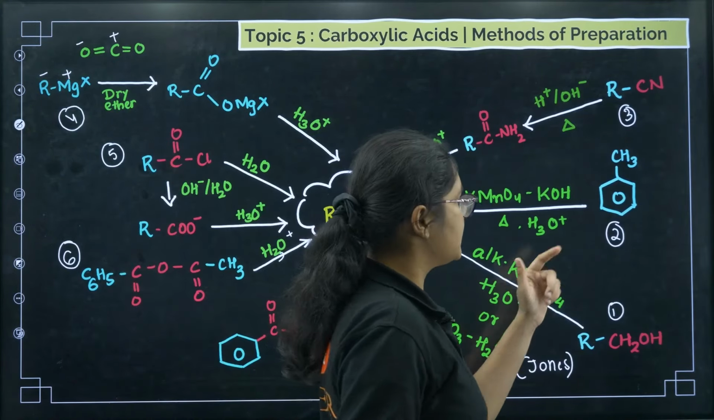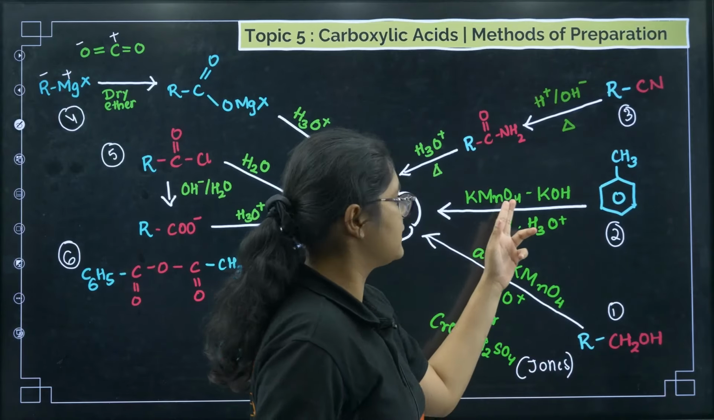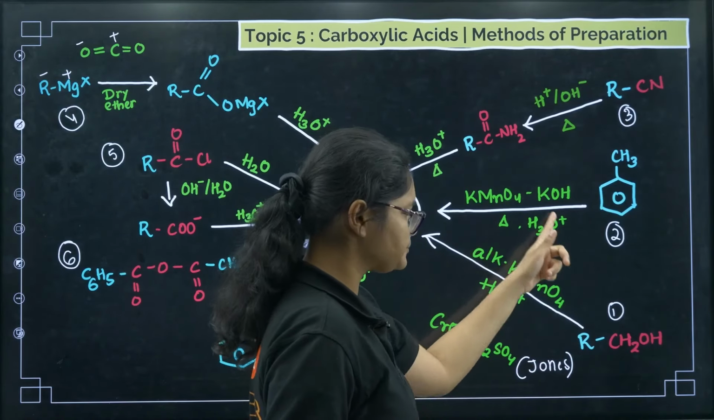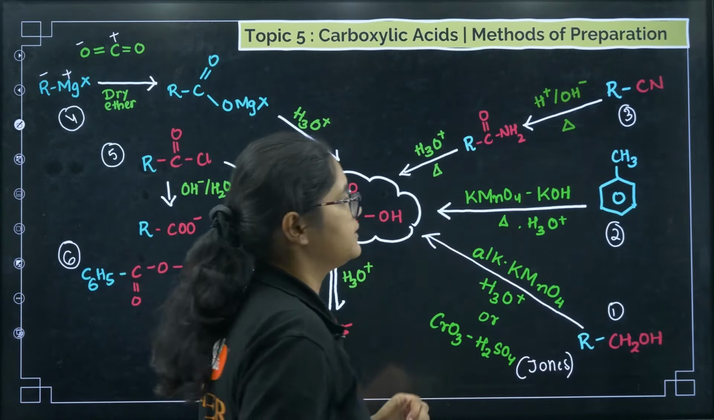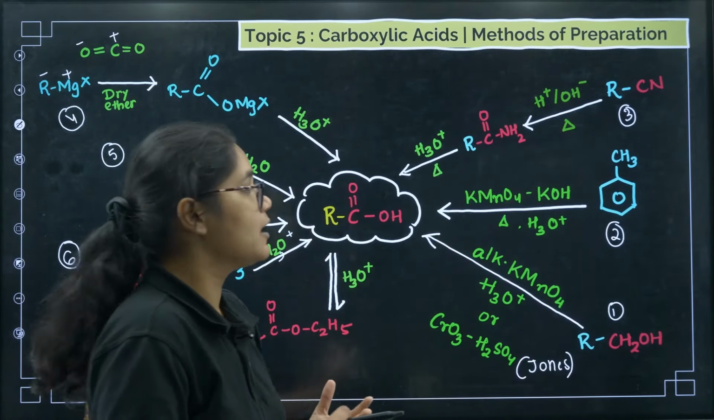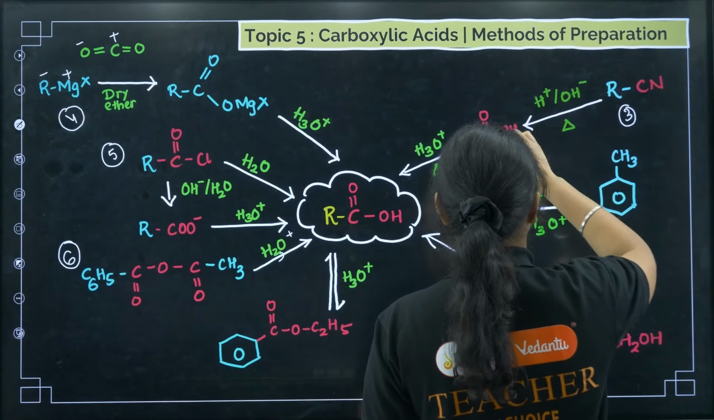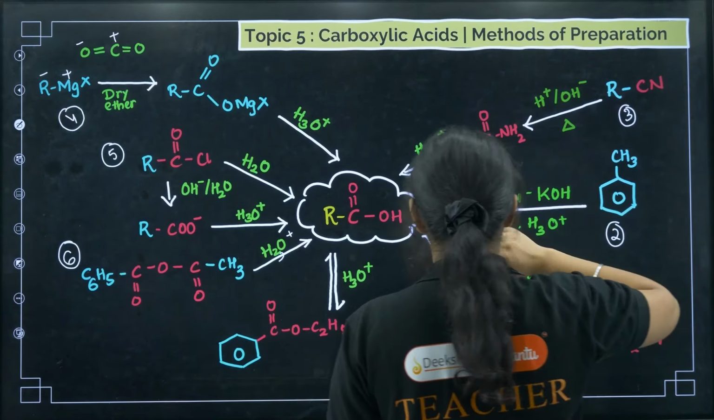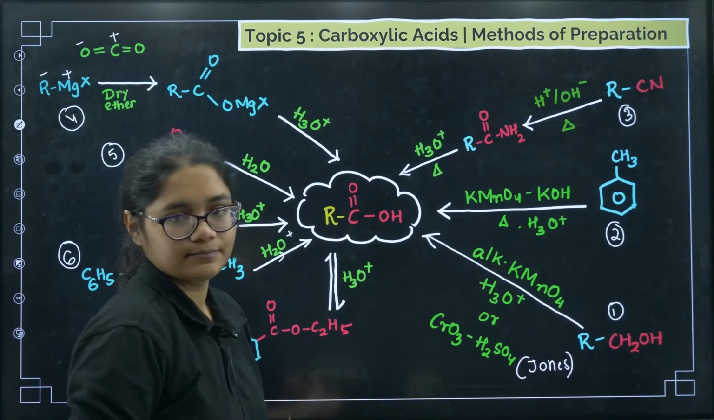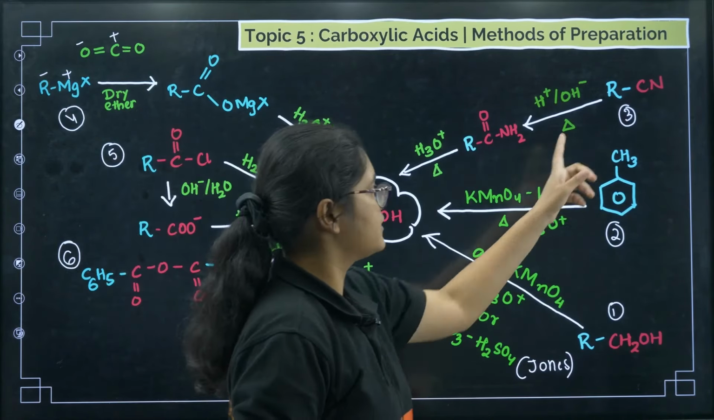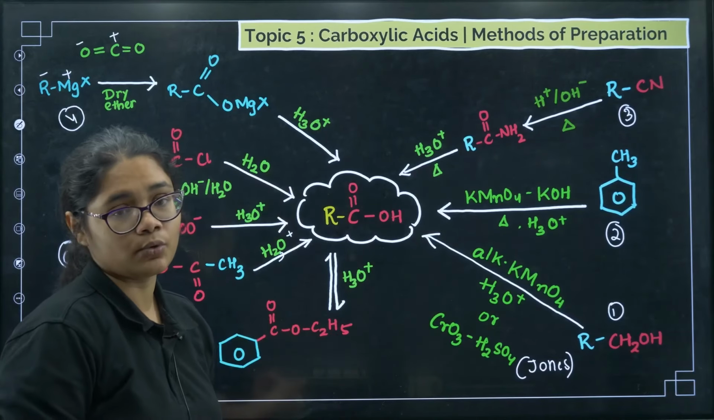Next we have methyl benzenes. If you treat them with alkaline KMnO4 or KOH, heat it, and then H3O+, this will get converted to benzoic acid. Next one is your amides group. So you have RCN, with H+ and OH- it will convert into RCONH2, then with H3O+ and heating you will get your acid. So you have here RCN, and with H3O+ and heating you will get RCOOH.